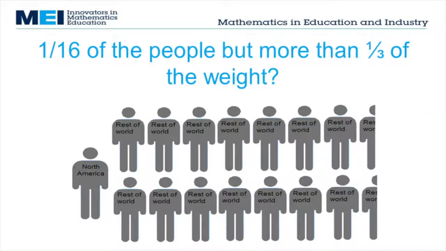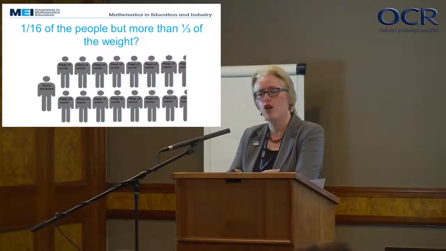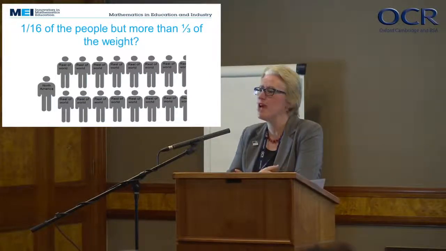Eventually, once I'd thought about it a bit, this was the way I found to represent the situation to help me make that decision as to whether it could be true that a 16th of the world's people are North Americans, but they're more than a third of the world's weight. Now, it might be that looking at that diagram, you can see exactly how that helps you to think about it. Or it might be that you can't. It's okay, it took me about 3 days to get to that diagram.